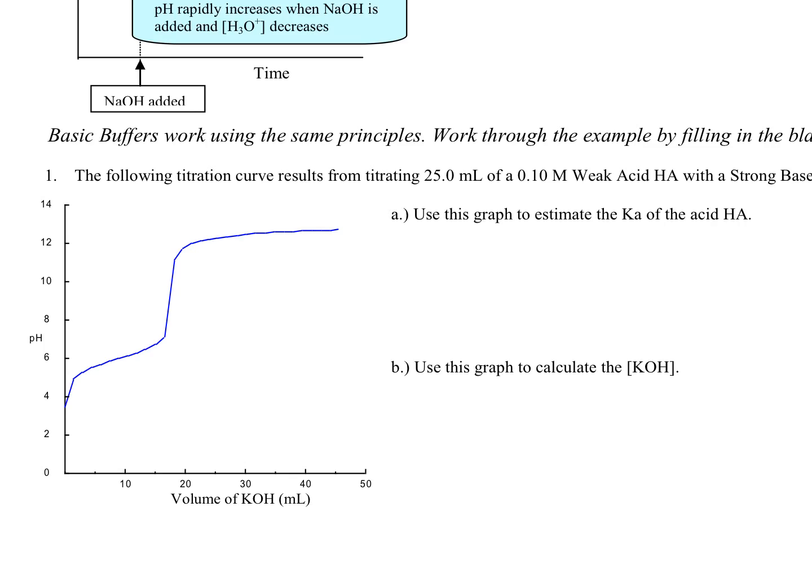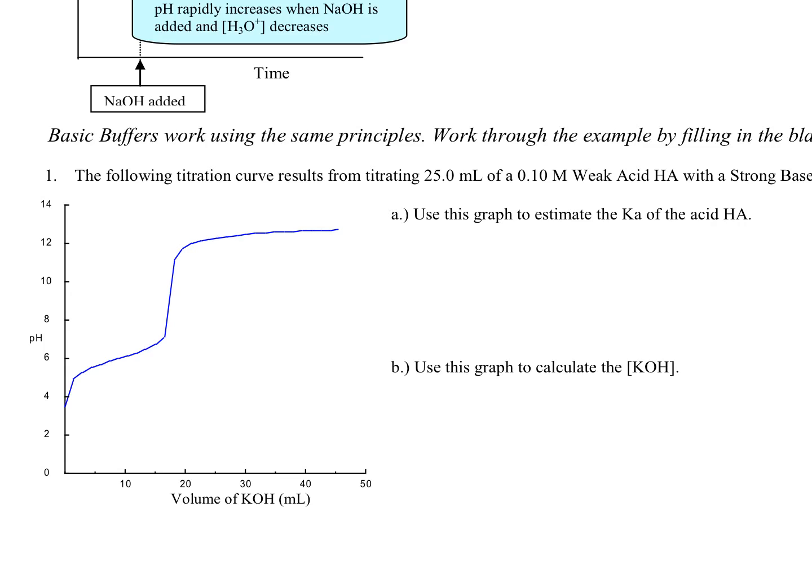Now a titration problem. The following titration curve results from titrating 25 milliliters of 0.1 molar weak acid. Notice we know its molarity, so therefore this is our standard. It's being titrated with a strong base. If we look at this, we can estimate the Ka.